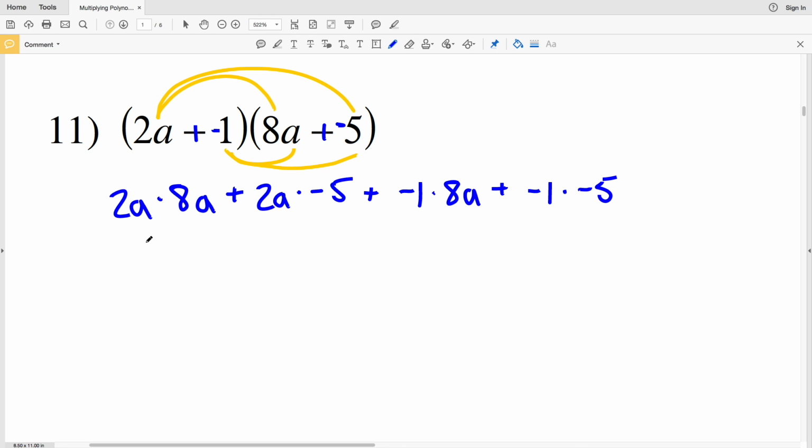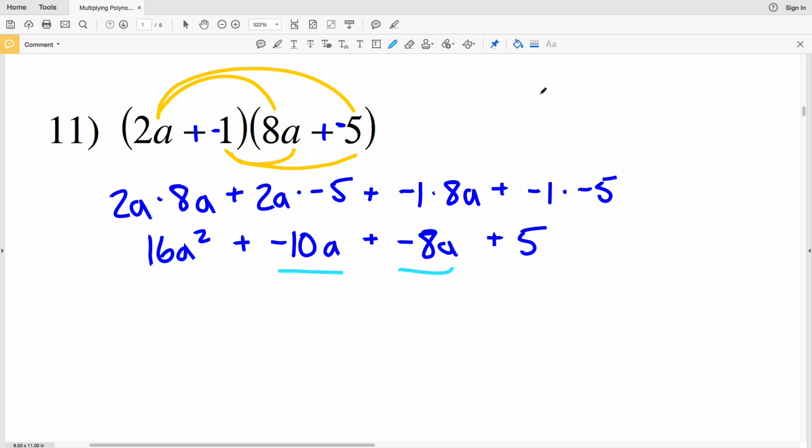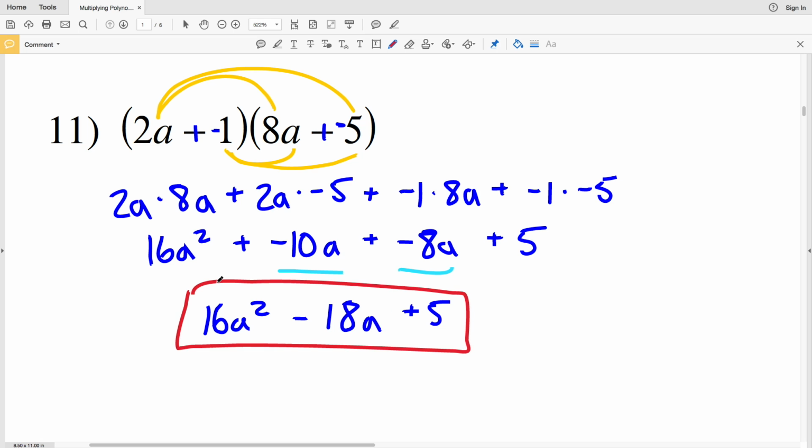2a times 8a is going to be 16a squared. 2a times negative 5 is negative 10a. Negative 1 times 8a is negative 8a. Negative 1 times negative 5 is going to be a positive 5. Combining the like terms, negative 10a and negative 8a, we're going to get 16a squared plus a negative 18a. But as opposed to adding that negative 18a, I'm going to subtract the positive 18a and then add 5. 16a squared minus 18a plus 5 is the solution when multiplying 2a minus 1 times 8a minus 5.